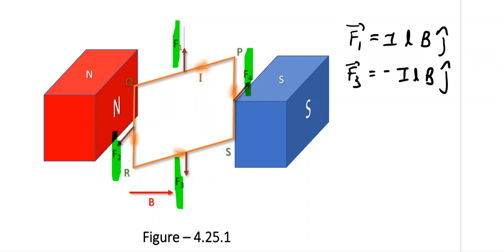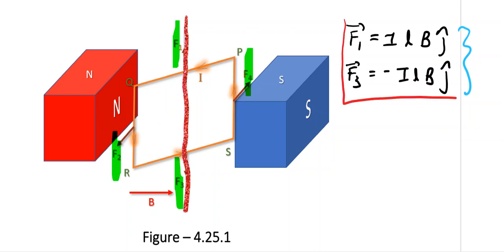So we saw last time that these two are equal and opposite. Moreover, they have the same line of action. If you look at the two, they are on the same line, and hence the torque due to the two is also zero, not only the force. So in short, F1 and F3 have no role to play in any rotation or movement of the coil. But then look at F2.